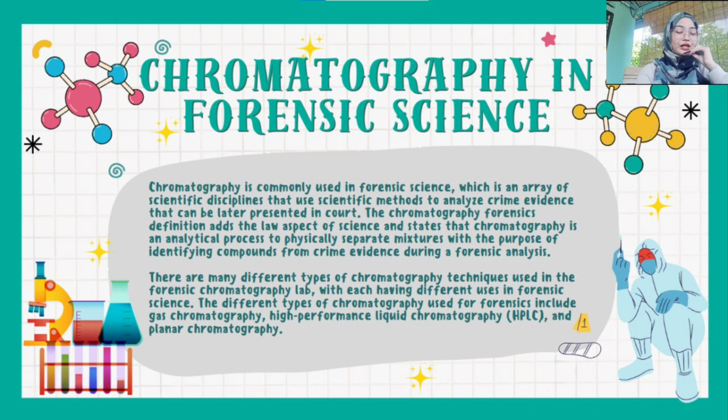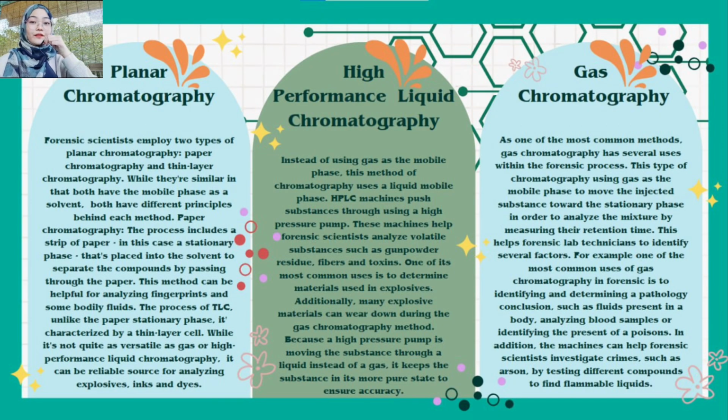There are many different types of chromatography techniques used in the forensic chromatography lab, with each having different uses in forensic science. The different types of chromatography used for forensics include gas chromatography, high performance liquid chromatography, or what we call HPLC, and lastly, planar chromatography. Planar chromatography. Forensic scientists employ two types of planar chromatography, which are paper chromatography and thin layer chromatography.